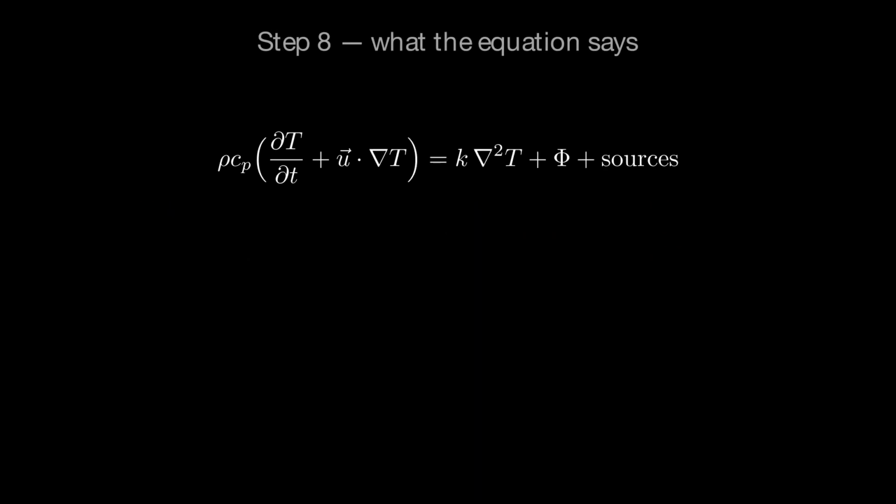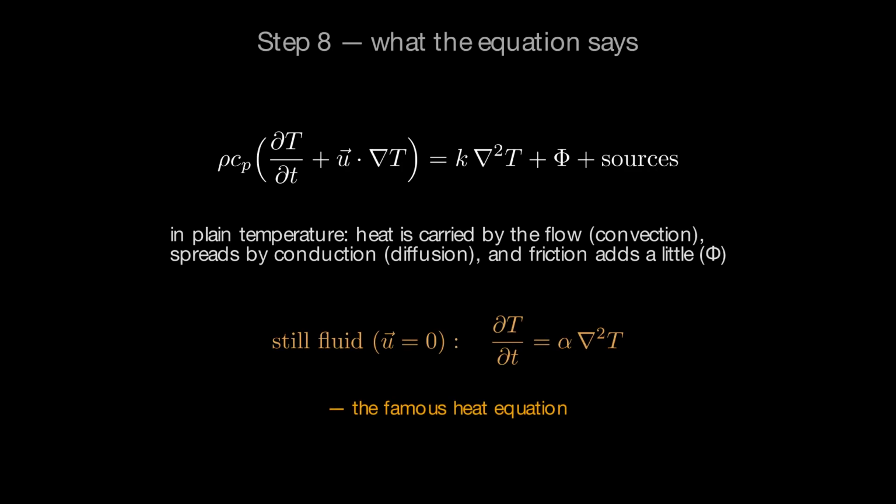In plain temperature, here's what it says. Heat is carried along by the flow. Convection, it spreads out by conduction, diffusion, and friction adds a little heat of its own. Switch the flow off, and you're left with the famous heat equation, temperature smoothing itself out over time.